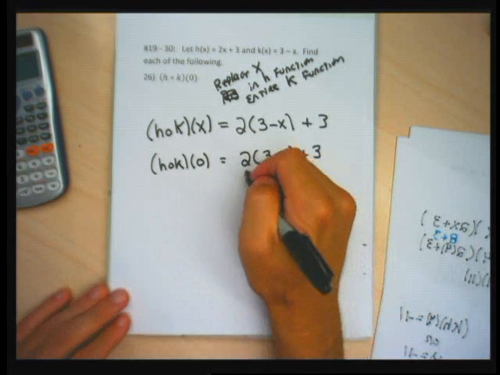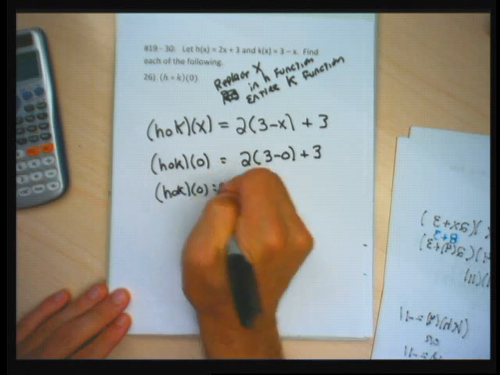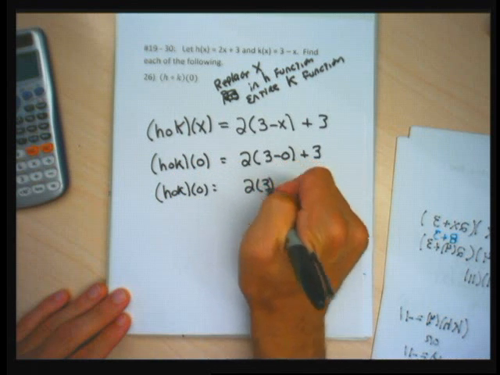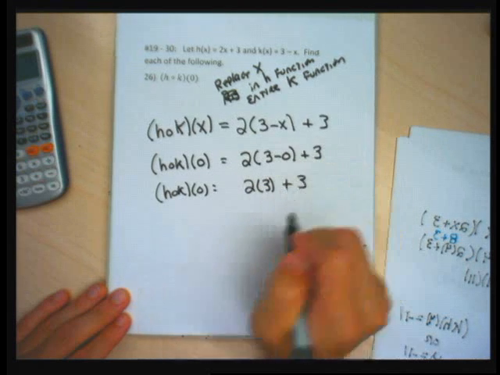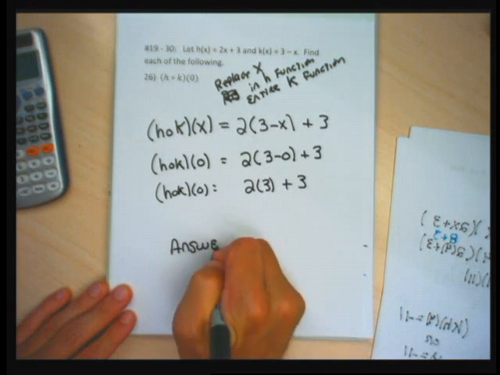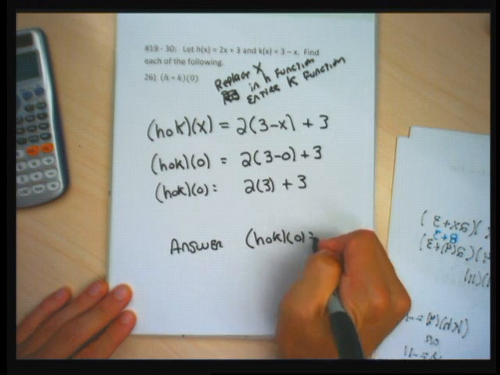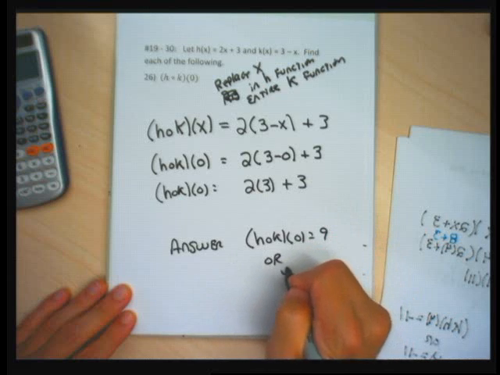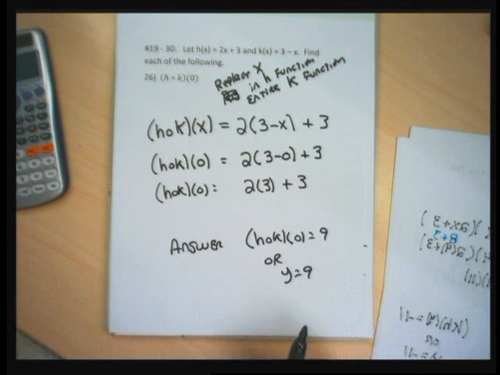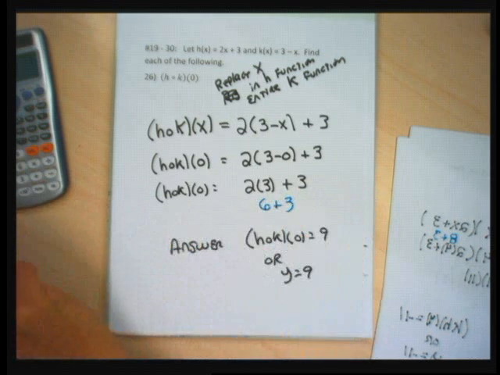And this is going to be 2 times 3, which is 6, plus 3 is 9. So for my answer, the number 9 is the important part. I can say h composed with k of 0 equals 9, or I can say y equals 9. It would be wrong to say x equals 9 because x is actually the number in the parentheses and it's 0 in this case.